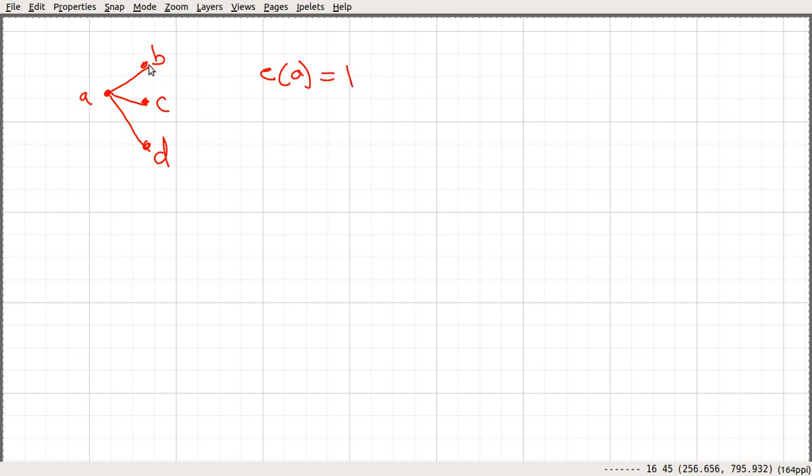So if you consider the shortest distance between A and every other vertex, you can see that you can reach all other vertices by using a single edge, right? And similarly you can also see that the eccentricity of B, C and D are equal, and that's equal to 2.